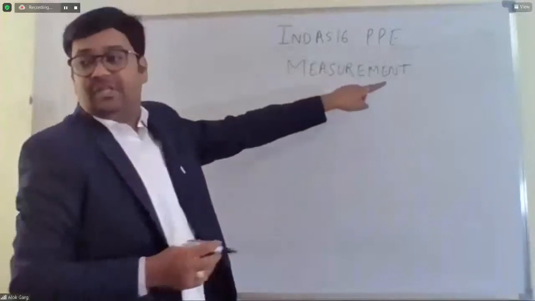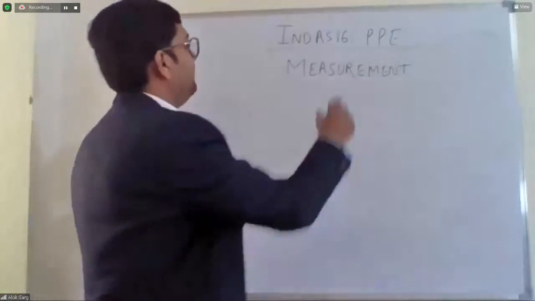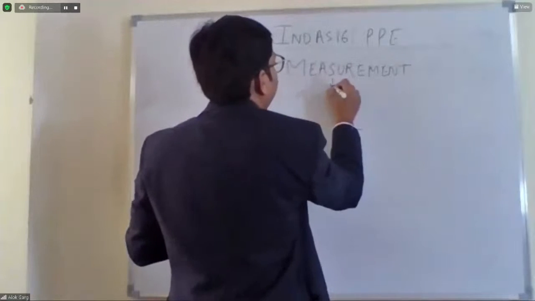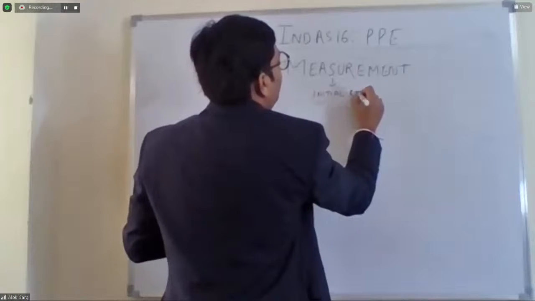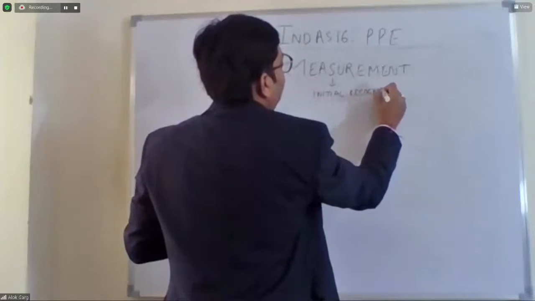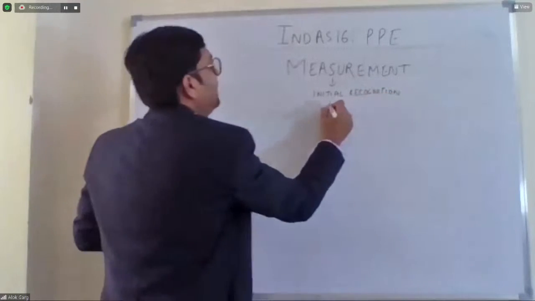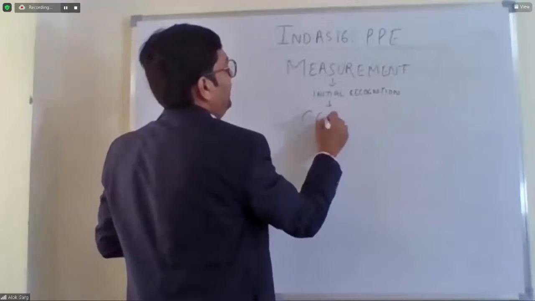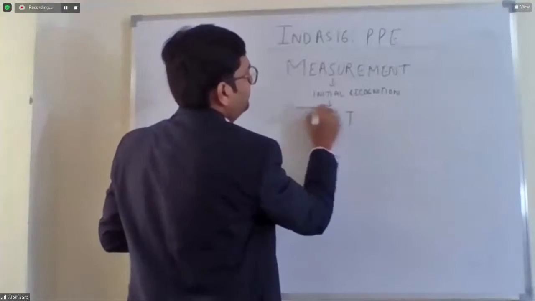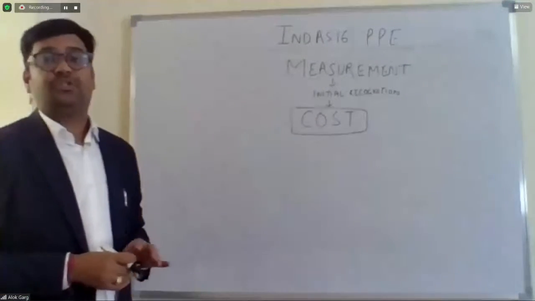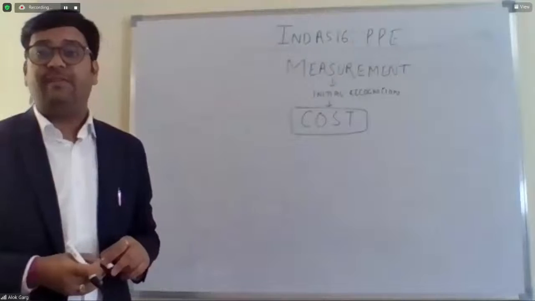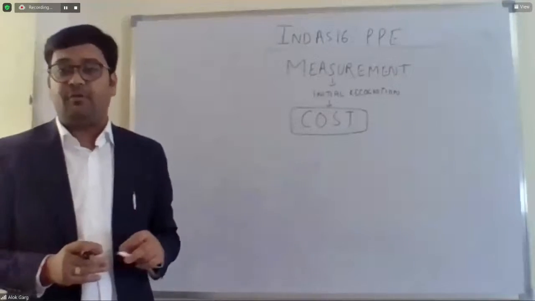Measurement at initial recognition. When the company is purchasing or acquiring any asset, any PPE, it has to be recognized at cost. What are the components of cost? That is very important.